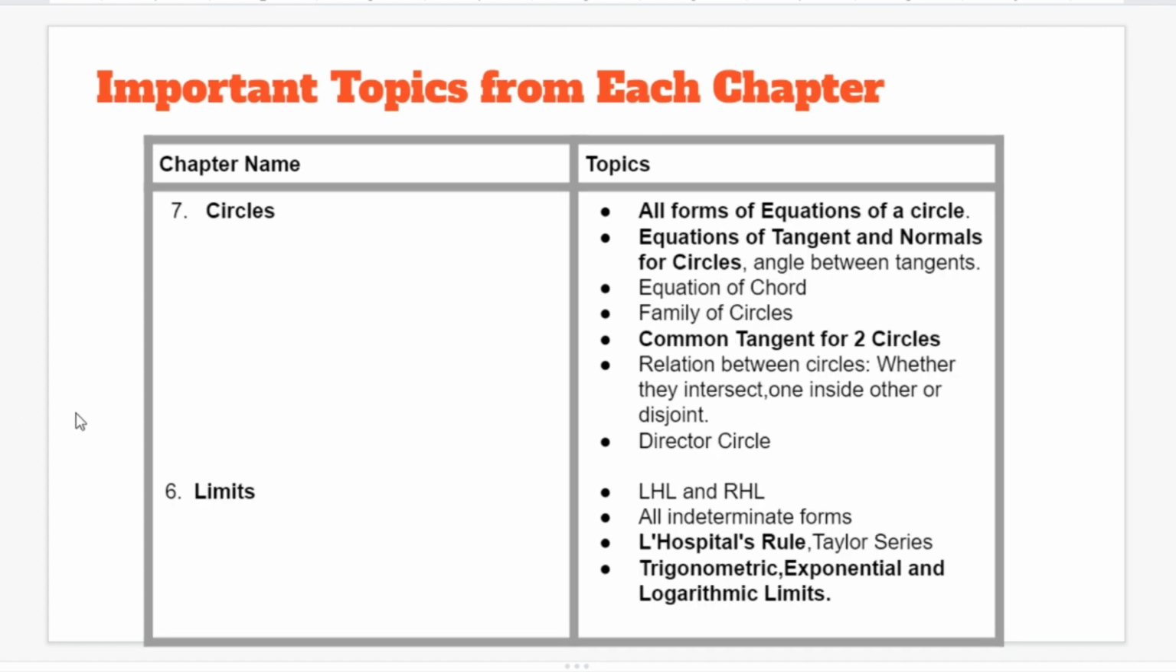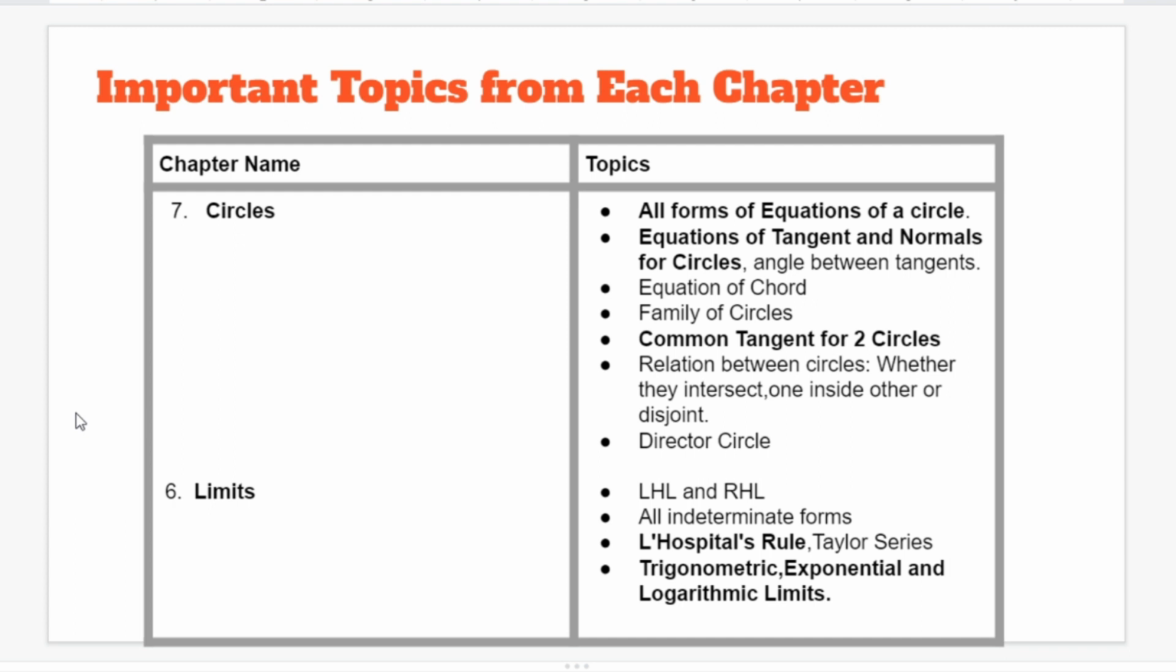Coming to circles again, we have to know all the forms of equations of a circle, and the equations of tangents and normals for circles is very important. In general, for any conic sections, you have to know all the equations of tangents and normals related to it. Common tangent between two circles is very important, family of circles, and common tangent in general, common tangent between a circle and a parabola, circle and an ellipse, a parabola and an ellipse. Like those questions are very frequent in JEE Mains. You should definitely try those questions.